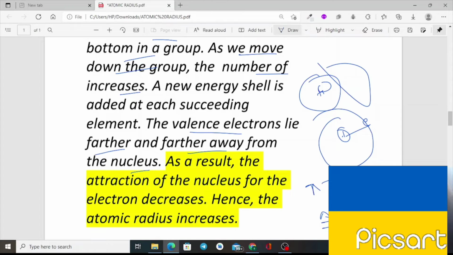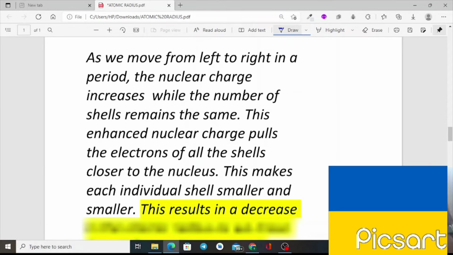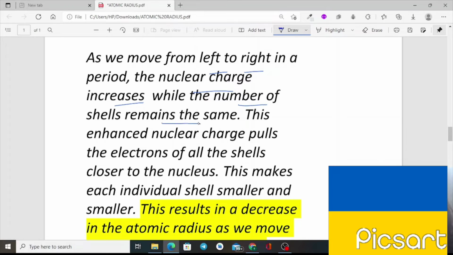Moving forward, what is the trend across the period? When we move from left to right in a period, we have seen nuclear charge increasing while the number of shells remains the same. That's why the nuclear charge pulls the electrons of the shell closer to it. If the nucleus is pulling the valence electrons towards itself, it will gradually have a smaller size as compared to the previous one, because when we move from left to right, the nuclear charge keeps on increasing but the shell remains the same.